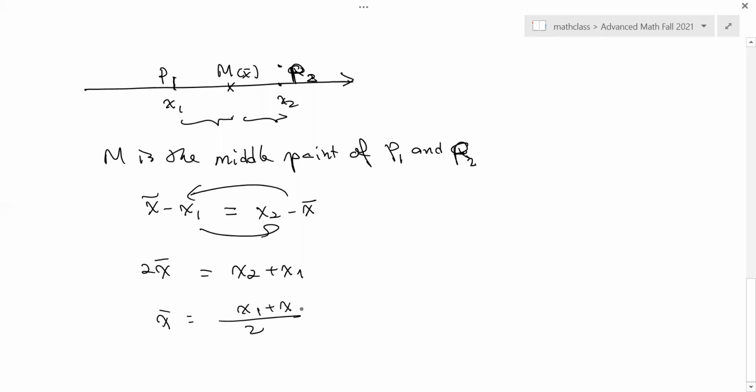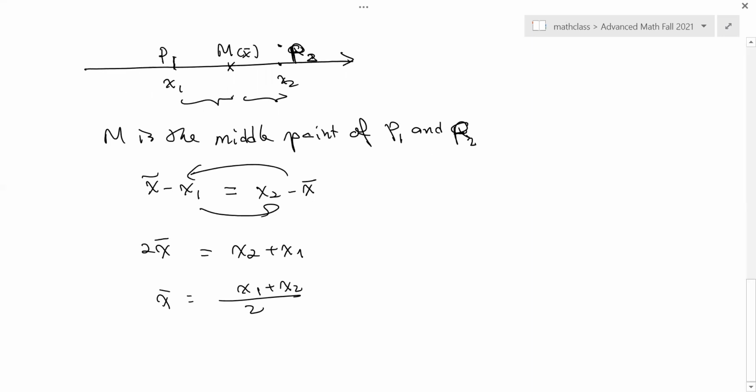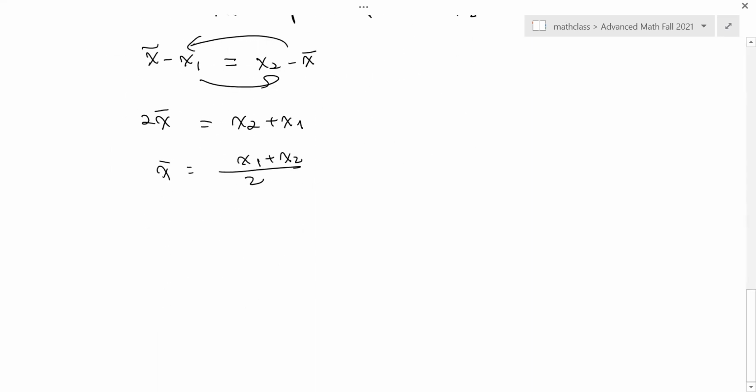So the average value of the coordinates is going to be the coordinate of the middle point. Okay, that's how we find it. That's one dimension, but we'll focus on two dimensions today.